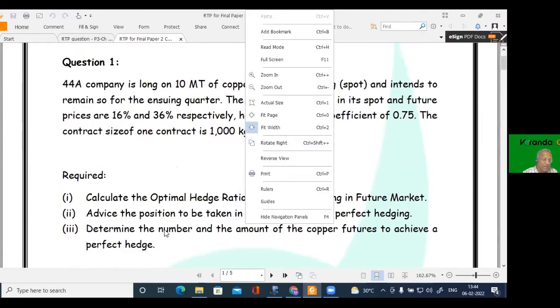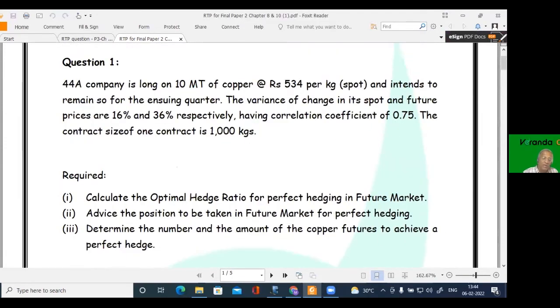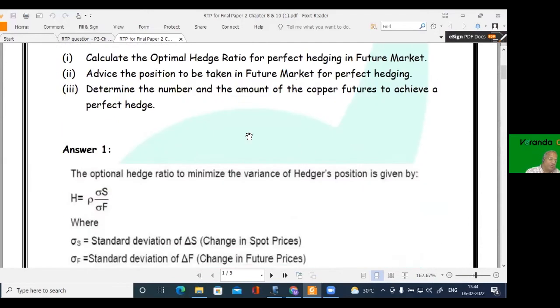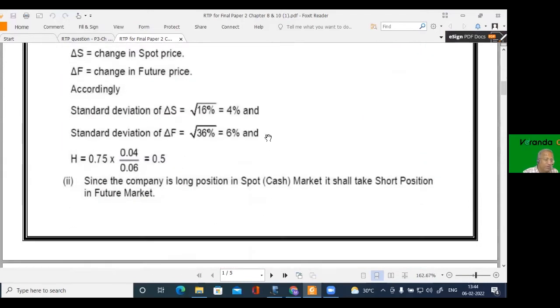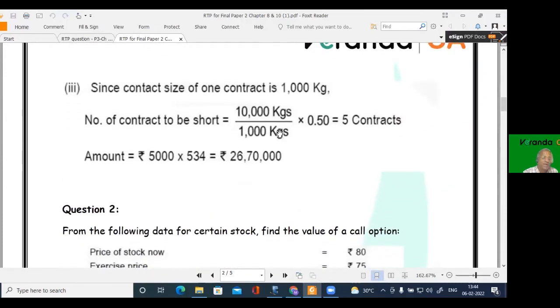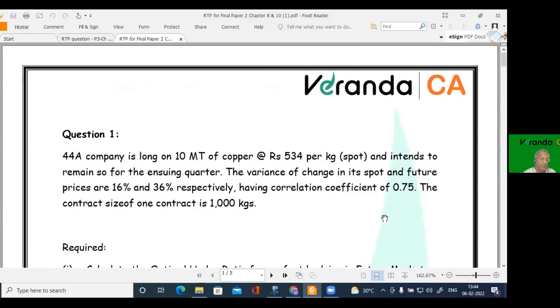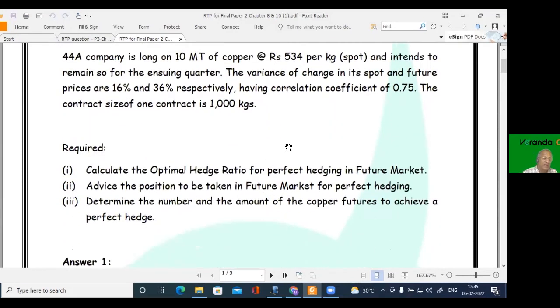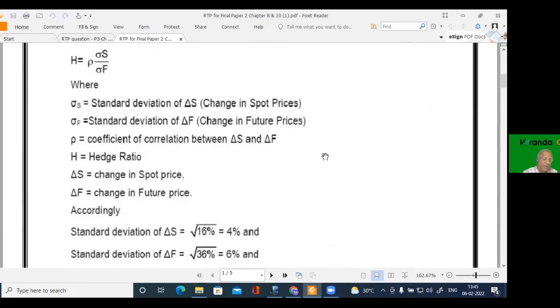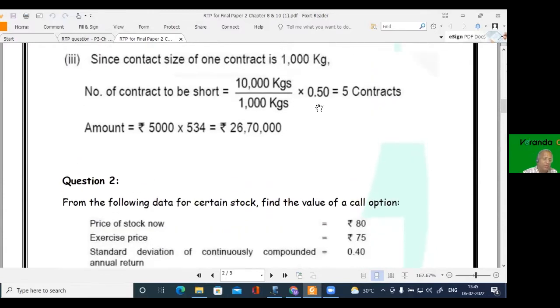So the third part of the question: determine the number and the amount of proper futures to get a perfect hedge. So for the third one, of course, we will be using the input there, where you have the requirement as 10,000 kilograms, because 10 tons is what they do, the metric ton is 1,000. So 10 metric tons would mean 10,000 kilograms divided by 1,000, and that should be giving you, with a hedge ratio of 0.5, so you are expected to enter into 5 contracts.